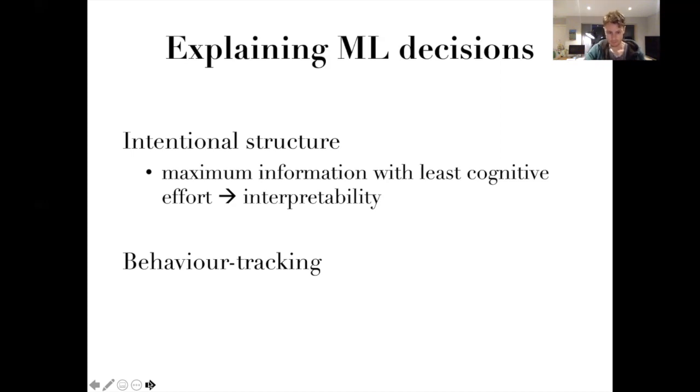The next feature, behavior tracking, well, this is important because it facilitates accurate predictions of an agent's behavior from a set of inputs. So the idea is that we should be able to tell in advance what a system is likely to do when presented with a set of inputs.